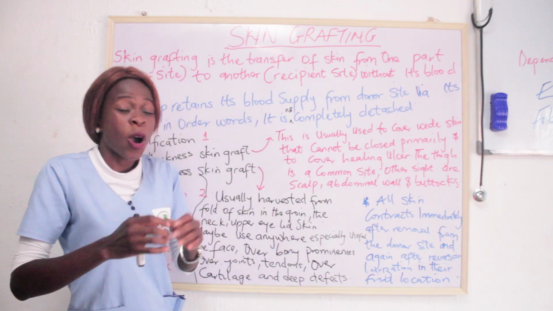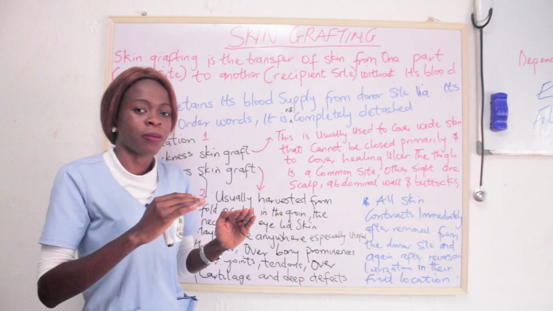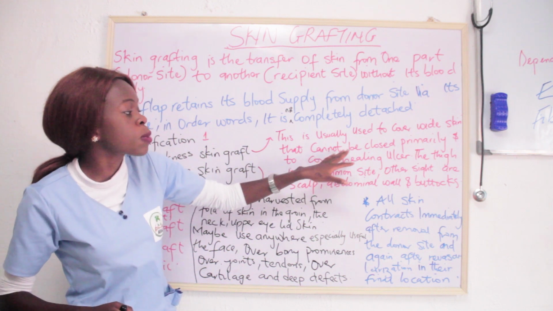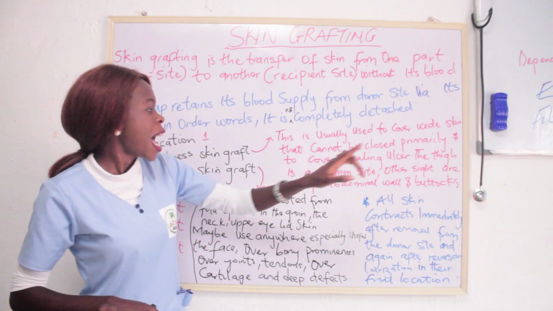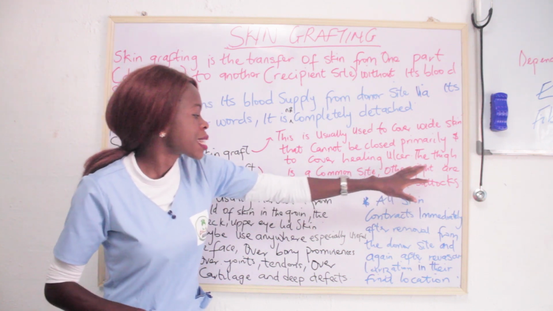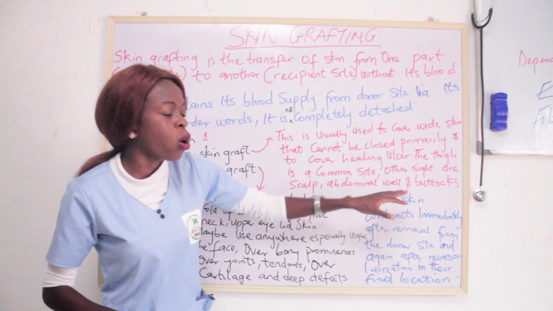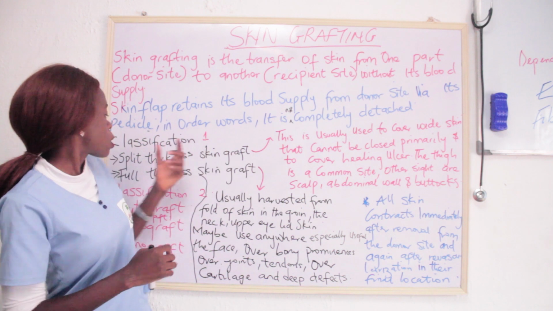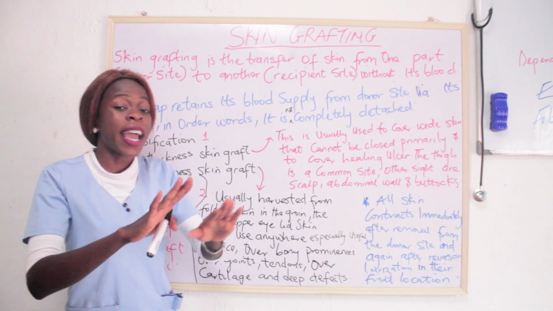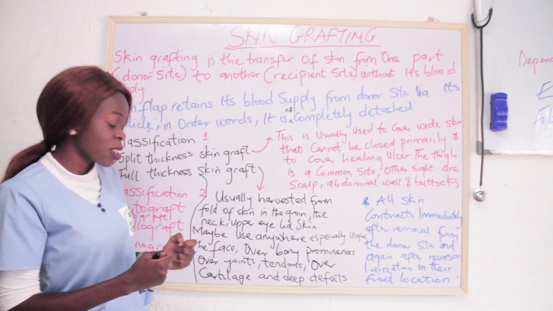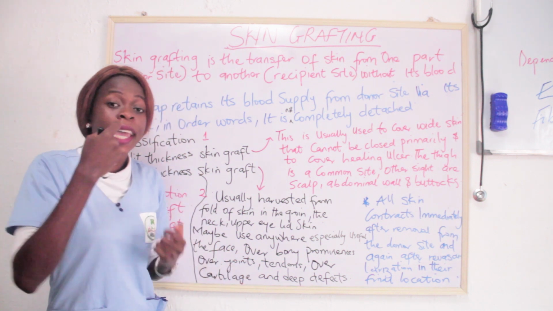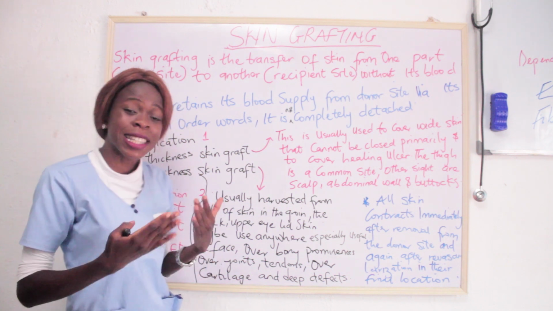You might get a small dermis, but it is 100% epidermis. This skin graft is usually used to cover raw skin that cannot be closed primarily, and to cover healing ulcers. The thigh is a common site. Other sites are your scalp, your abdominal wall, and buttocks. This split thickness skin graft can be used to cover anywhere except the face. You can't use it to cover the face. You can't use it to cover bony prominences. You can't use it to cover tendons. You can't use it to cover cartilages.